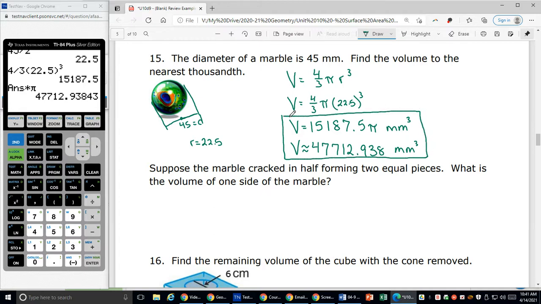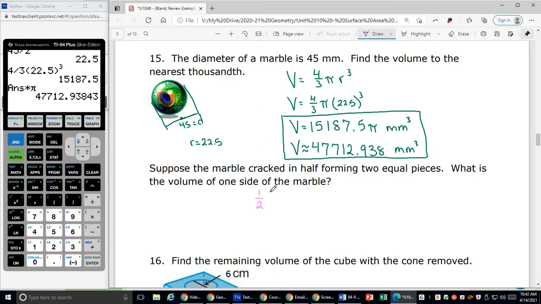Exact answer, approximate answer. Suppose the marble cracked in half during forming the two equal pieces. What is the volume of one side of the marble? So we just broke our marble in half, right? So now we're a hemisphere instead of a whole sphere. So we could redo the whole formula with 2/3, right, instead of 4/3. But since we already have the answer, all we have to do is say, well, I just want half of that sphere. I just want half of what I had before.